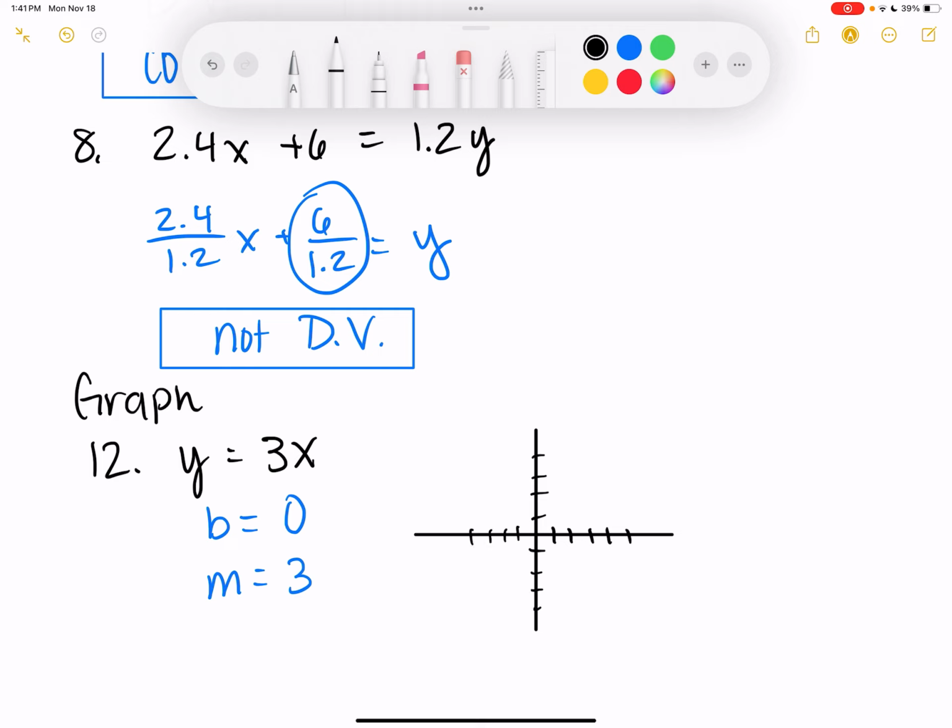All right, so the intercept is at 0. It's at the origin. Slope of 3. What does that tell me that I need to do? Up 3. Up 3, then what? Right 1. Up 3, right 1. Or I can also go down 3 and back 1 and do it that way, and get my line.